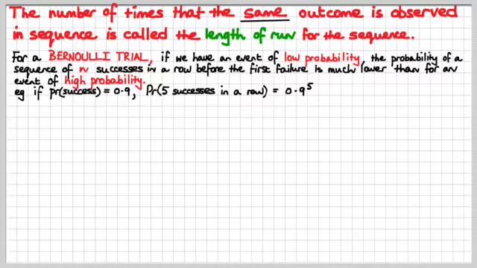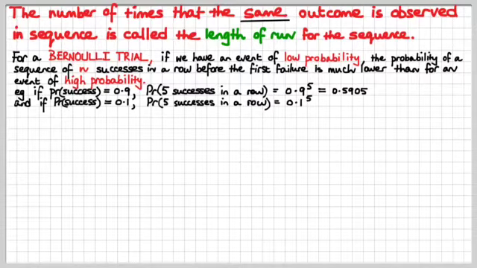If the probability of success was, say, 0.9, then the probability of 5 successes in a row would be 0.9 to the 5, would it not? Yes, and that would be 0.5905 to 4 decimal places. And if the probability of success was 0.1 at the other end of the spectrum, then the probability of 5 successes in a row would be 0.1 to the 5, which would be very low, 0.00001. So you see what I'm saying, okay?